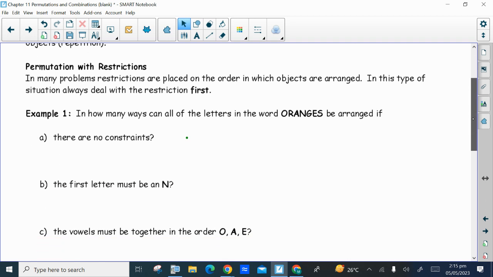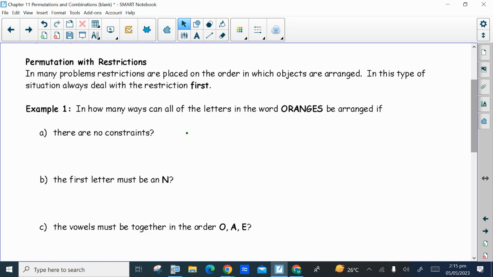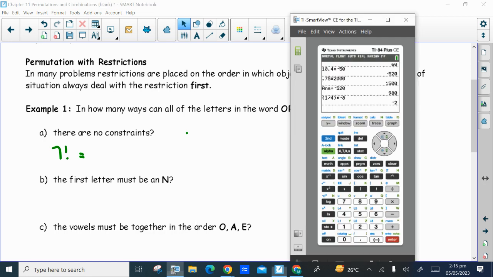So in many problems, restrictions are placed on the order in which objects are arranged. In this type, we always deal with the restrictions first. So the first one, we want to know how many ways all the letters of the word oranges can be arranged. And if there's no constraints, there are 7 letters there. And so they could be arranged in 7 factorial ways.